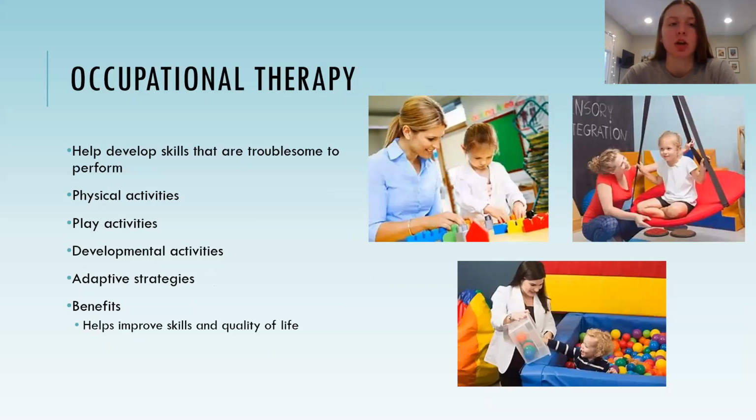Occupational therapy also helps people with autism develop skills that they have trouble with. Occupational therapy involves a combination of exercises that includes physical activities to help with body coordination and awareness, play activities to help with communication and social interaction, developmental activities such as tying shoes, and adaptive strategies such as coping and transitions.